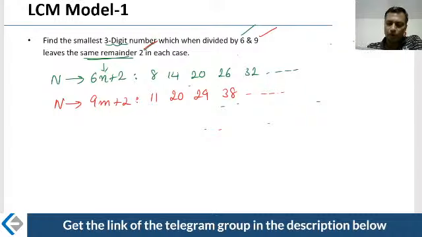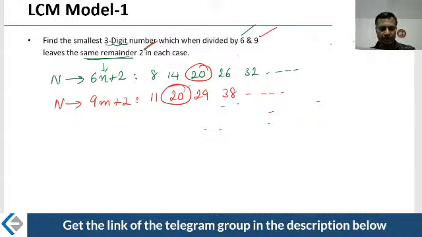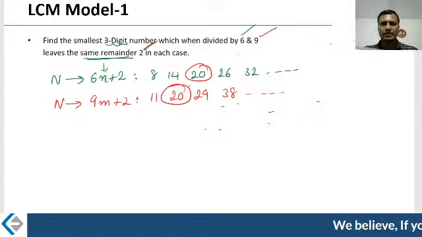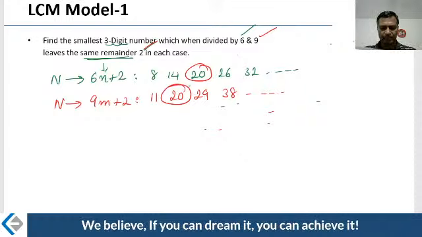Now look at this. What is the smallest such number? Therefore 20. Assuming that the quotient cannot be 0, m and n cannot be 0, just assume like that for understanding purposes. Okay, 20 when divided by 6, the remainder is 2.